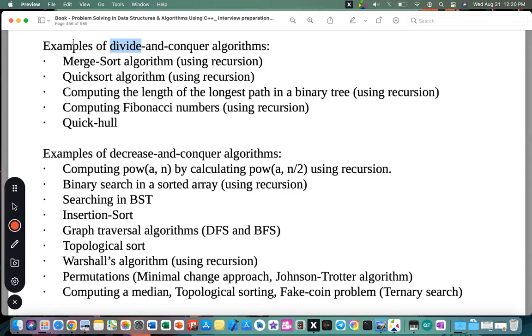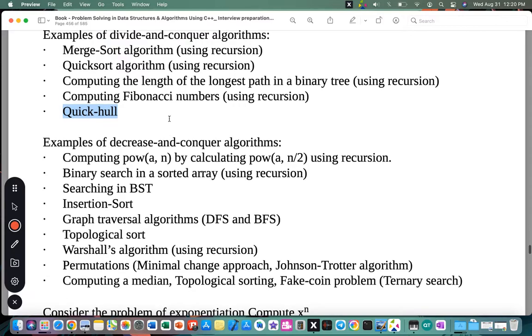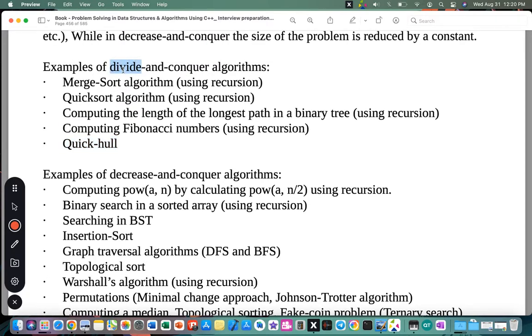Merge sort algorithm using recursion. Quick sort algorithm using recursion. Computing the length of the longest path in a binary tree using recursion. Computing Fibonacci numbers using recursion. And a quick hull. All right, this is the divide and conquer.